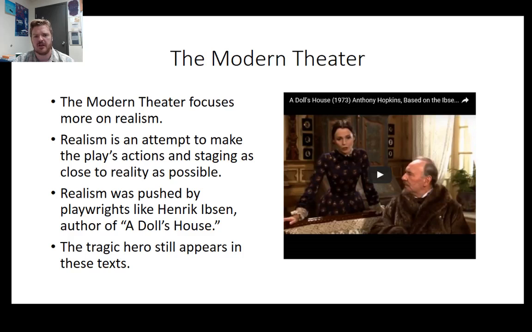Nora is a tragic hero. It's a female tragic hero, much like Antigone. And realism was pushed by playwrights like Henrik Ibsen, who is the author of A Doll's House. So it's really a precursor to our contemporary theater. The tragic hero still appears in these texts as well.